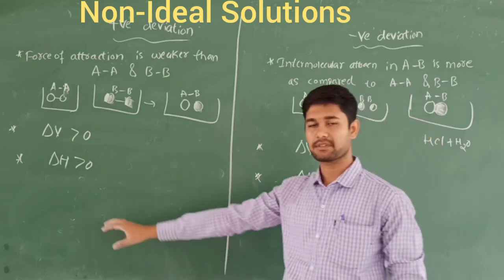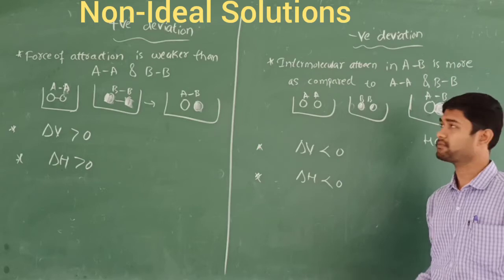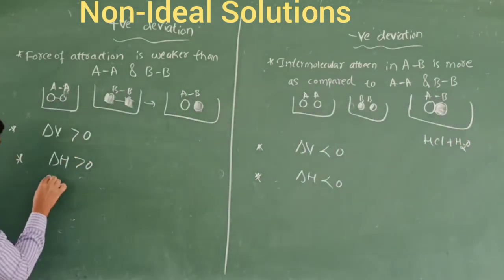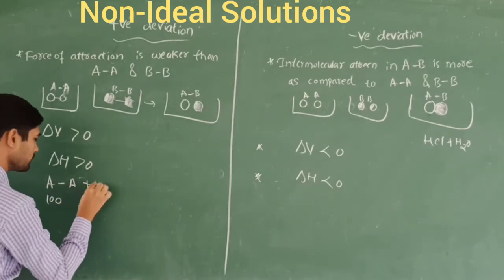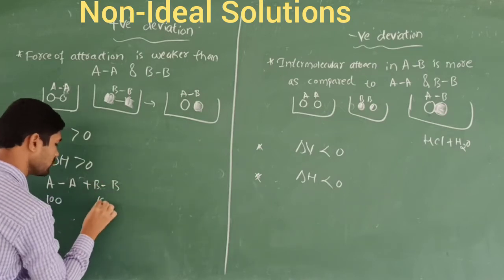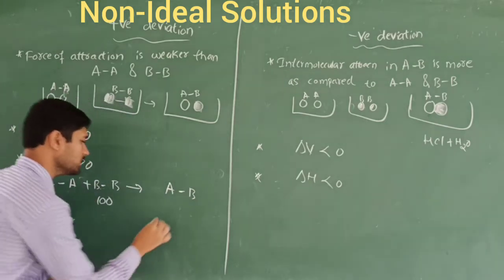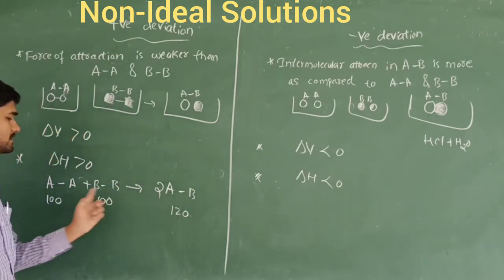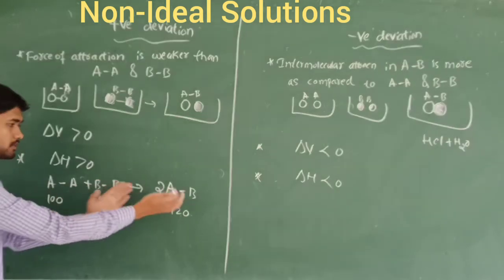Let's take the fourth one, that is the change in enthalpy. It comes positive for positive deviation, and negative for negative deviation. Why? Because if I take the AA molecules, I am going to require 100 energy to break this bond, and also for the BB molecular interaction, 100 energy. In order to form the AB bond, I am going to require only 120 energy, that is for 2 times AB, right? So this requires more energy to break this bond compared to the product one.